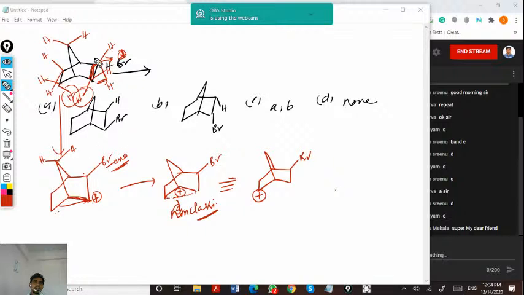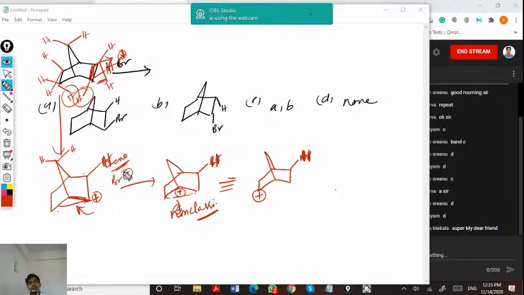Sorry, here it should attack; we have taken HBr, no? So here it should attack H plus. Sorry for that. H plus is the electrophile, the nucleophile is the double bond, so it will attack H plus. After this, bromine.